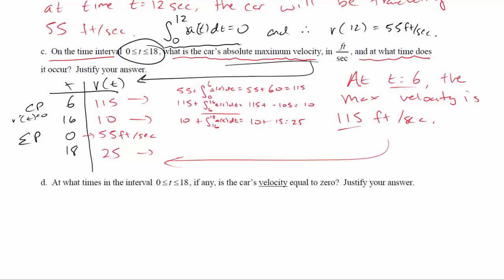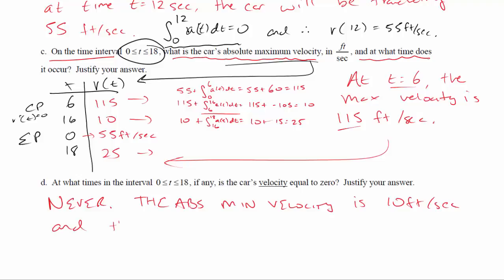Because in part D, it says, at what time in the interval from 0 to 18, and if any, is the car's velocity equal to 0? Justify your answer. The answer is never. The reason is, you can see from the table, the absolute minimum velocity is 10 feet per second, and therefore the velocity will never be equal to 0.